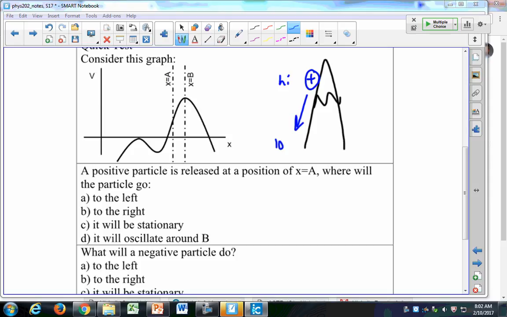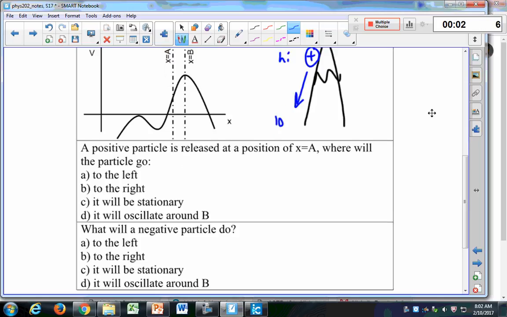All right. So if I let it go here, it's going to move in this direction because it moves from high to low potential. What if it was a negative particle? What would happen? I do the same thing. I release it at x equal a. What's it going to do? Yeah, you release it at x equal a, right here. What's going to happen to it?